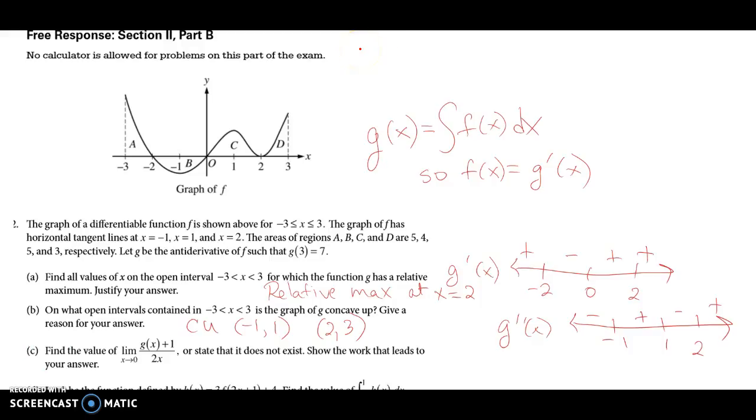So for part A, the answer was there was a relative max at x equals 2. Remember, the key to this problem was recognizing that f, the antiderivative of that was this new function g of x, therefore f of x must be g prime of x. So since we have g prime of x, if we want max or mins for g, we have the information from the graph and we get the relative max at x equals 2. We think of the tangent lines to this graph to determine concave up and concave down, which is the second derivative, and we get the following intervals of concave up.